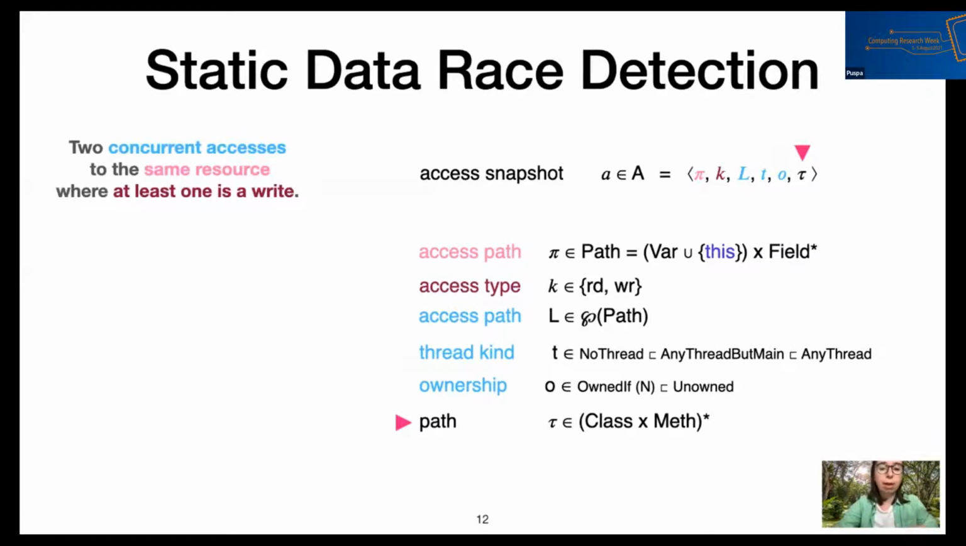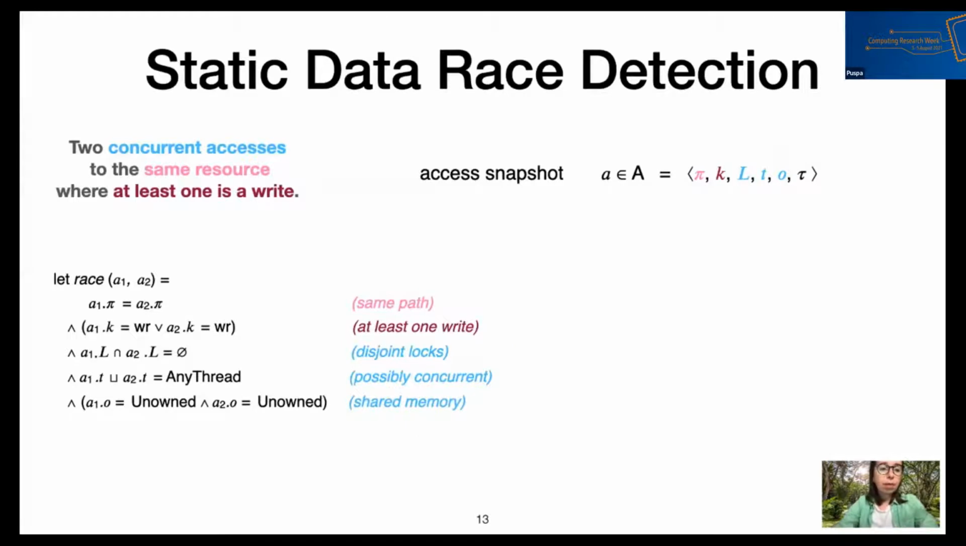non-empty for indirect access. Having collected such information about all resource accesses, we can then confidently detect a race between any two accesses if two snapshots refer to the same syntactic path, at least one is a write access, they are protected by disjoint locks, they can be executed from threads running concurrently, and both accesses refer to memory that is shared.